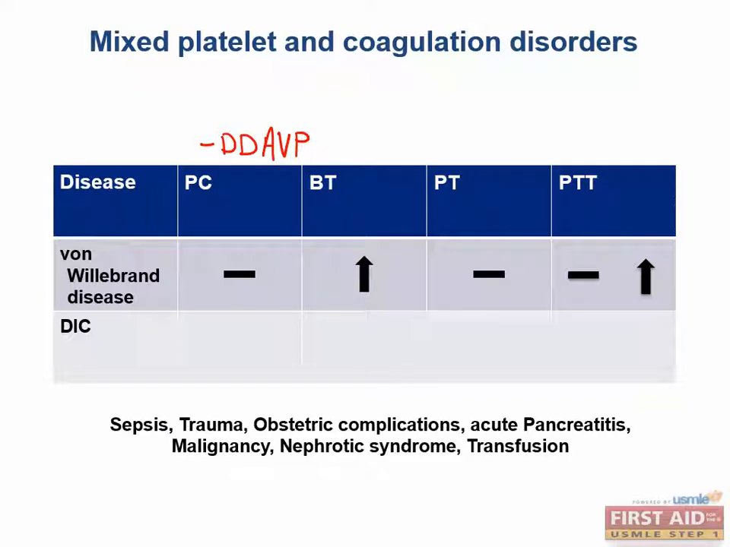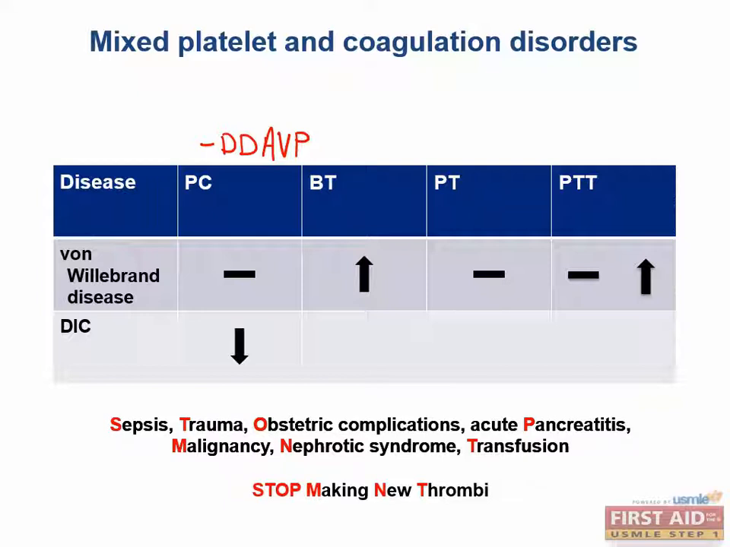Causes include sepsis, particularly gram-negative sepsis, massive trauma, obstetric complications, acute pancreatitis, malignancies, and nephrotic syndromes, as well as blood transfusions. These can be remembered with the mnemonic, "Stop making new thrombi." So what do we expect from our lab panel?